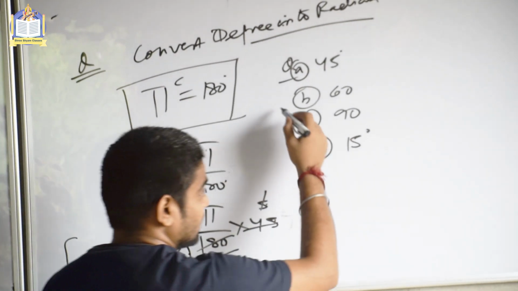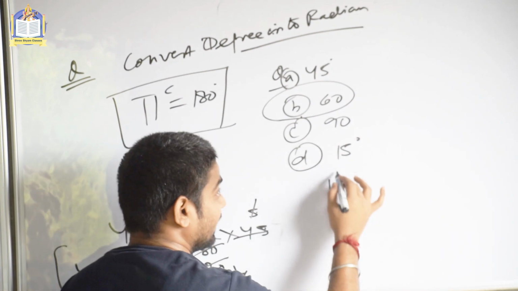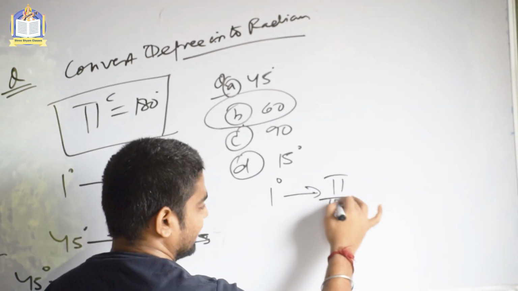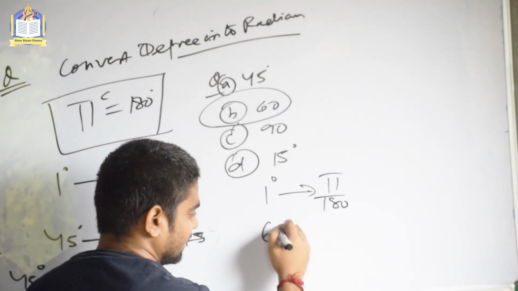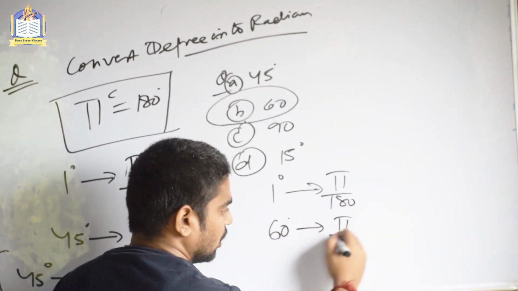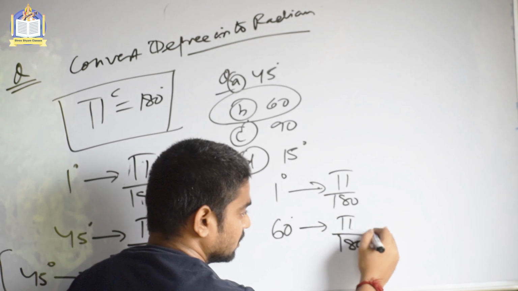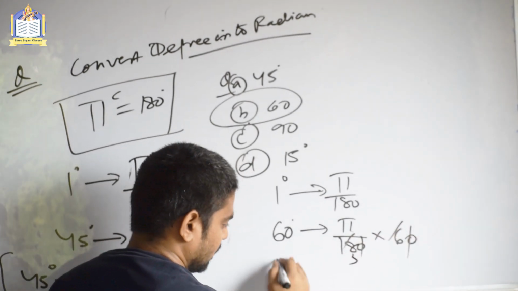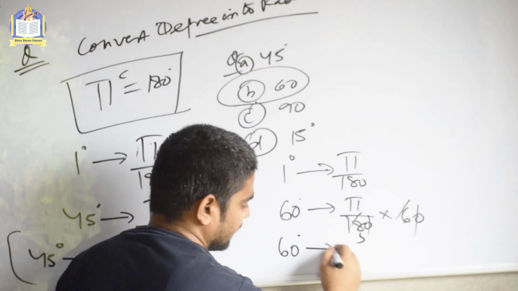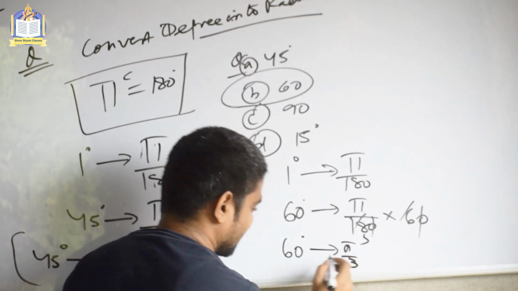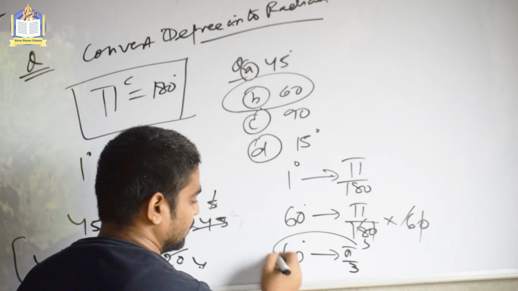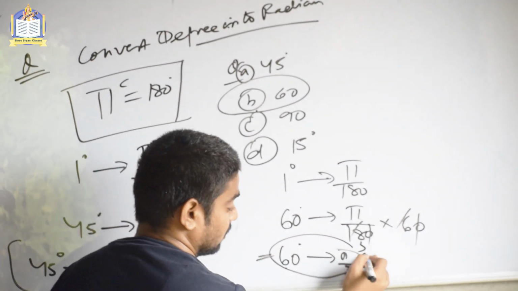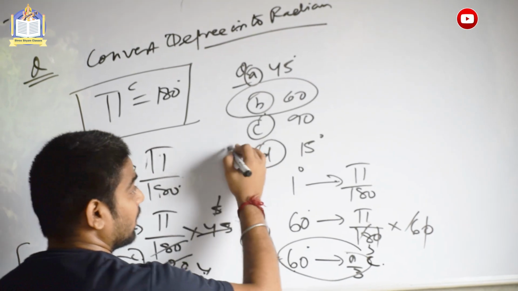Similarly, 60 degree. We know that 1 degree is equal to pi by 180. So 60 degree gives pi by 180 into 60. 6 times 3 is 18. So 60 degree is nothing but pi by 3. In higher standard, we shall be dealing with radian unit, not degree unit. So 60 degree is nothing but pi by 3 radian. Hope it's clear, right?